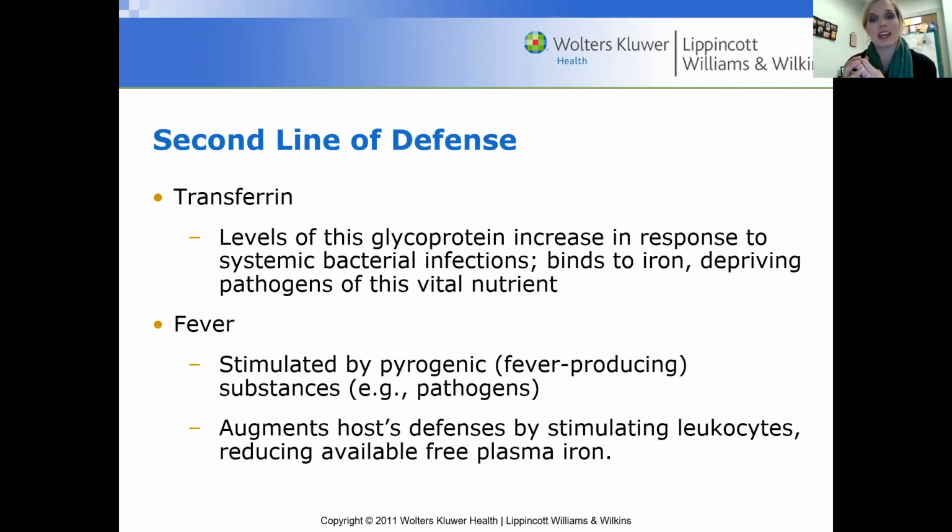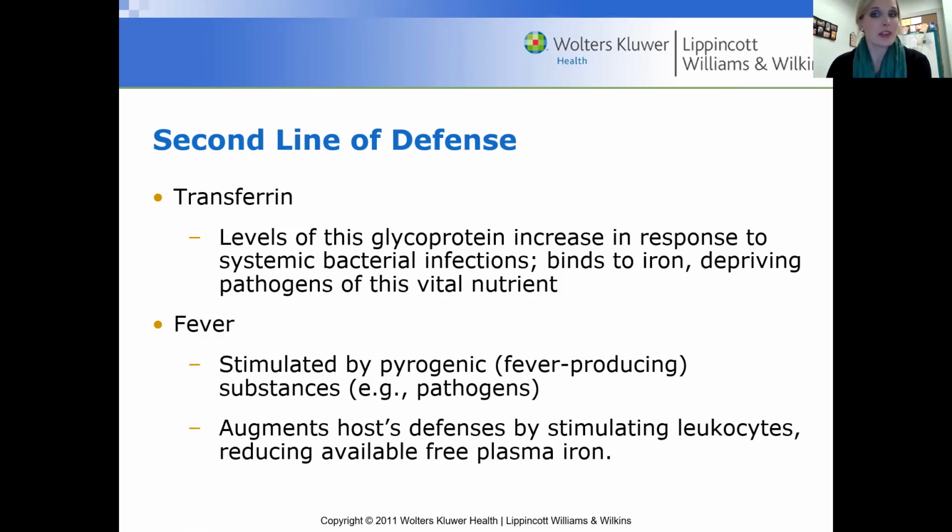It's like taking away what it needs for life. It's hoarding that particular nutrient to make sure that bacteria doesn't get it. So that's what transferrins do. It's a particular type of glycoprotein in our body that will work to deprive bacteria of iron.